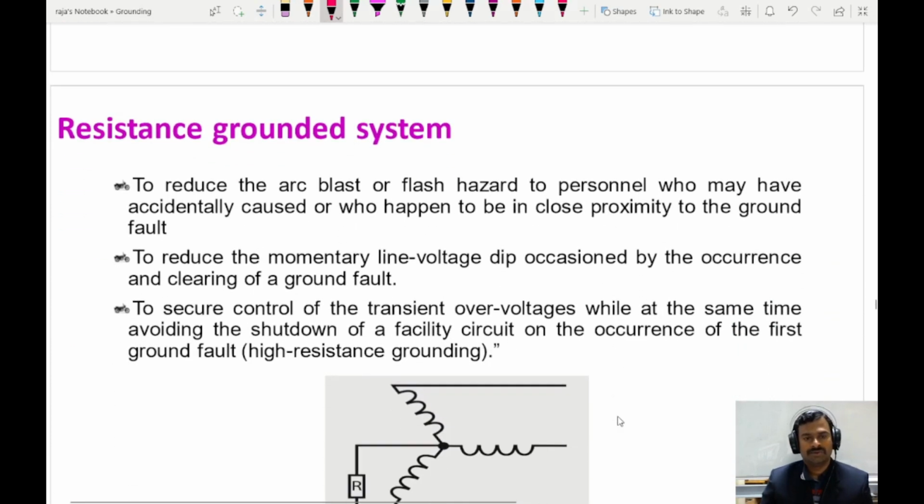And also it reduces the arc blast or flash hazards to the person who is working on the device or who is near the device. Because of the high amount of current during the fault, it could create an arc or it could create a flash. This would be a very dangerous situation for the person who is going to work there. So the current is going to be limited so that this effect also can be restricted.